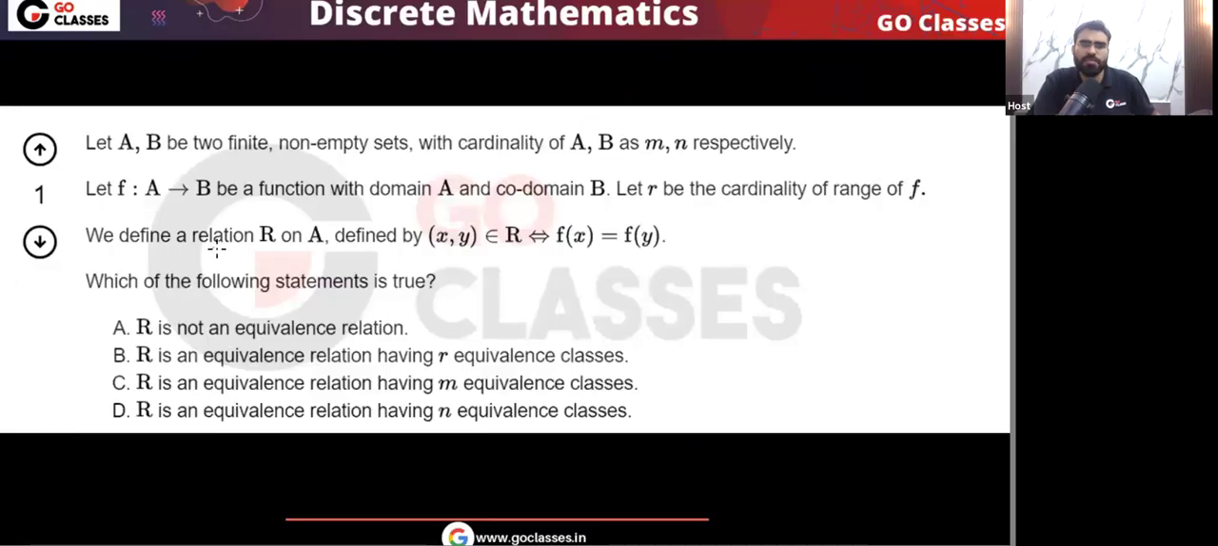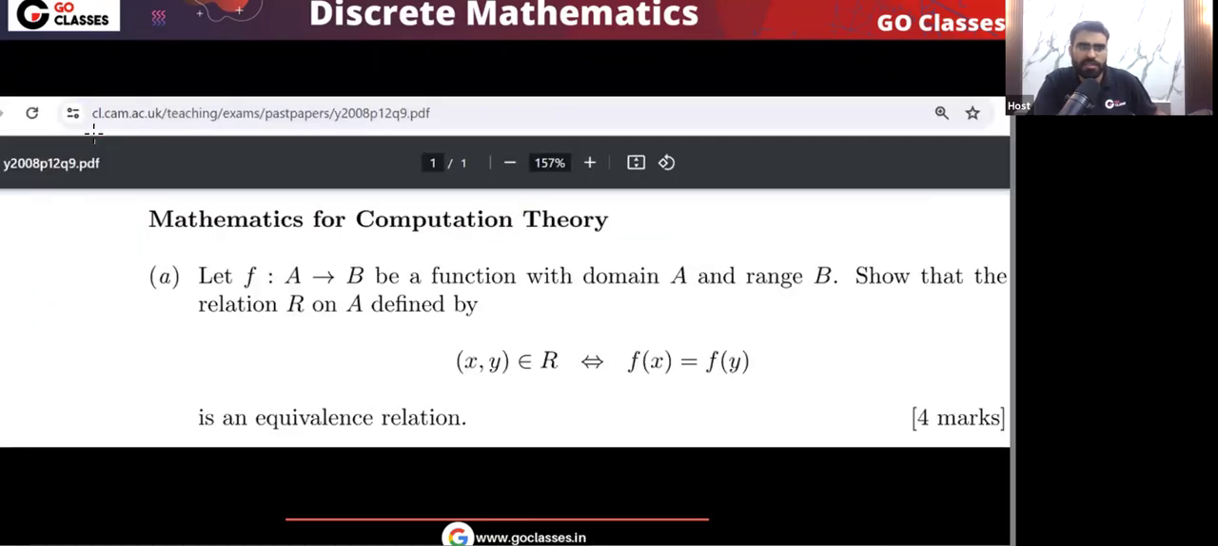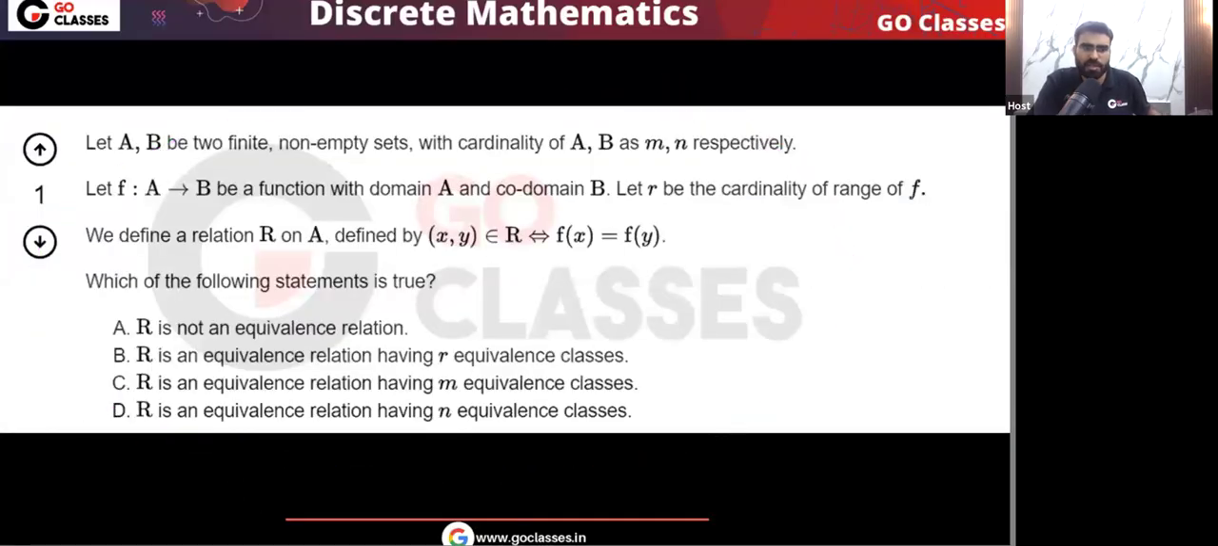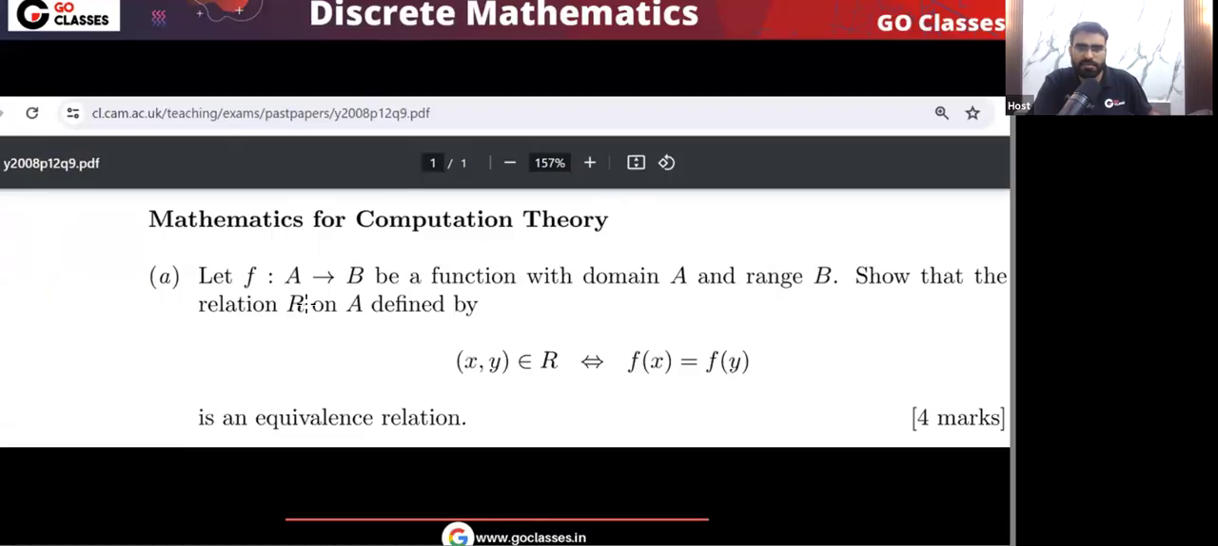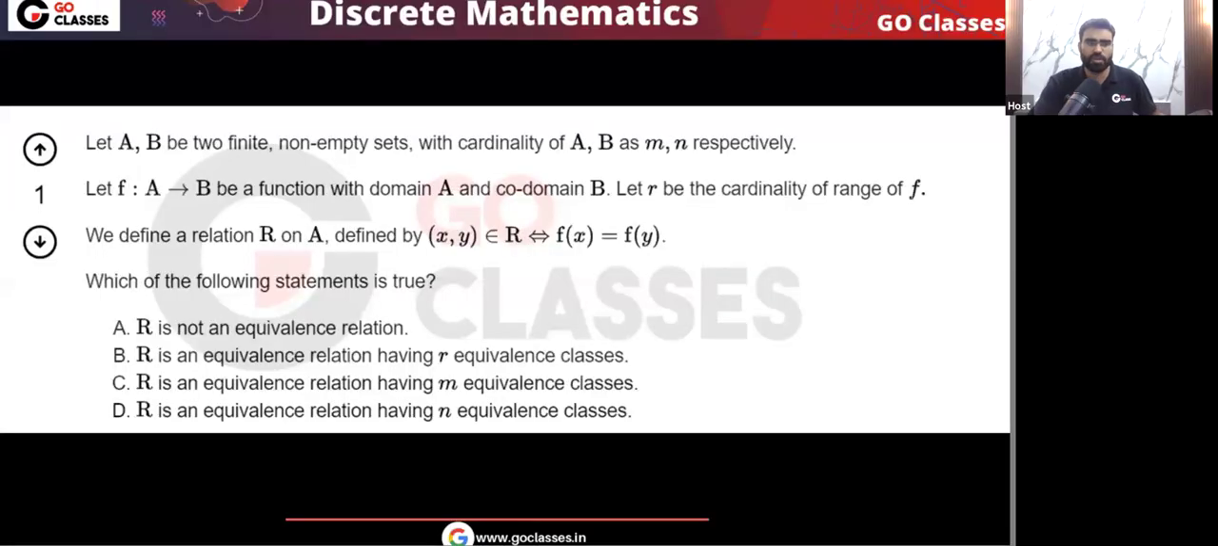Now let's move on and solve this question. This question is also taken from a university, from Cambridge University. You can see this question from the weekly quiz. So let's understand this question and solve it. Let A, B be two finite non-empty sets with cardinality of A, B equal to M, N. F is a function with domain A and codomain B. The question is saying let R be the cardinality of the range of F.